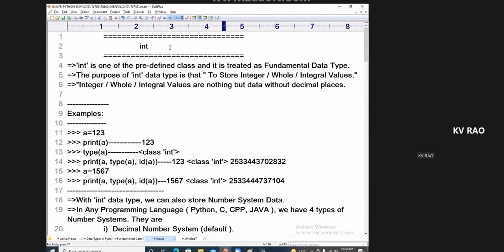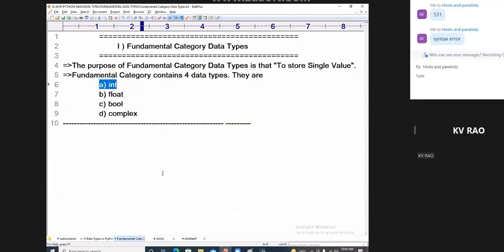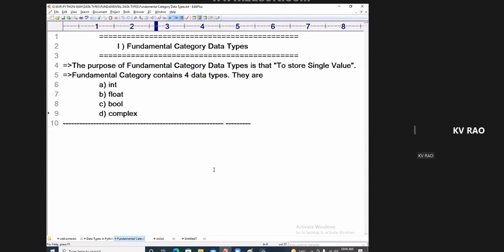This comes under which data type? Int data type I'm talking about. Is it clear, my dear students? Is the int data type clear? Under fundamental data type, int is over. Okay.